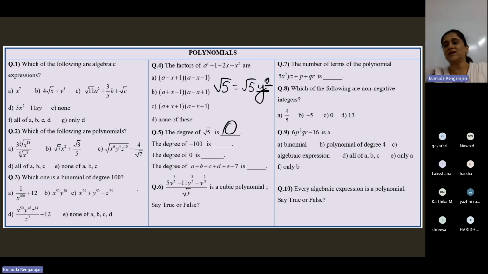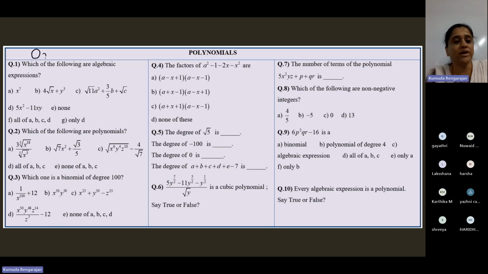The degree of minus 100 is the same thing, same understanding, 0, because it's a constant polynomial. The degree of a constant polynomial is 0. Then the degree of 0, not defined. It's not defined because 0 can be written in many ways. You can't give one answer.